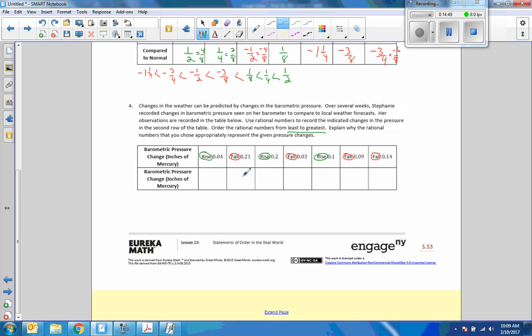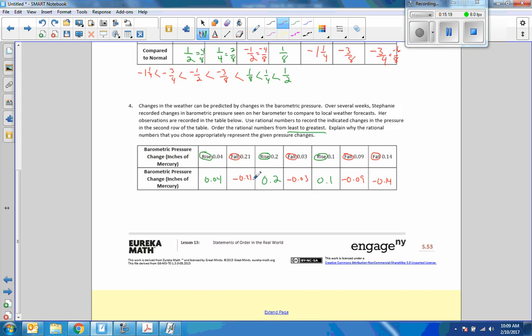And this would be negative 0.21. This would be a negative 0.03. Negative 0.09. Negative 0.14. A rise is positive. That'd be 0.04 positive, 0.2, and 0.1. Okay, if you color code these, it makes it much easier to decipher. It's less to choose from while you're trying to figure this out.